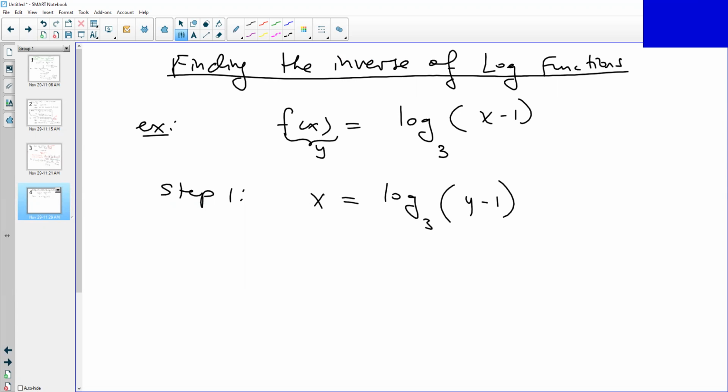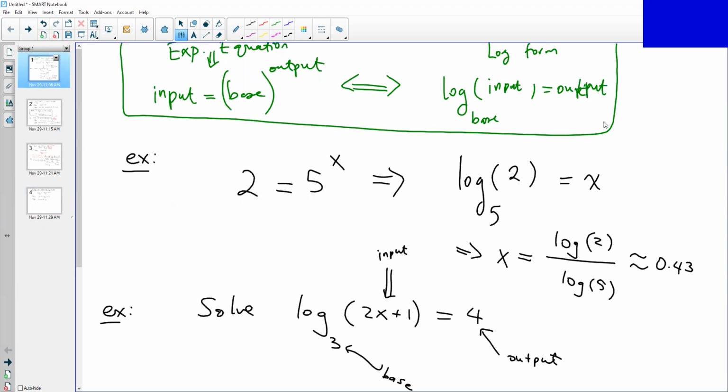And I have to solve this in step 2. I have to solve this for y, right? So to solve for y, remember, we had this main thing that I gave you in the beginning. Let me go to page 1 to remind you. This main thing right here. What we said is, if I have a log form and I'm solving this for some variable, then I will have to convert this to exponential form. And vice versa. If I have an exponential form and I'm solving for a variable, then I have to convert it to a log, right?